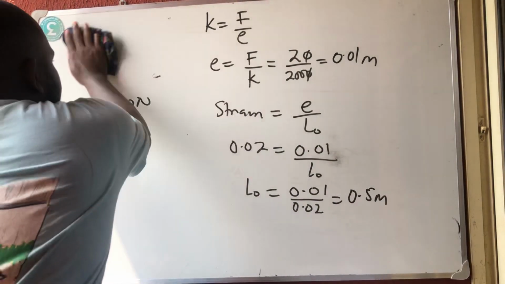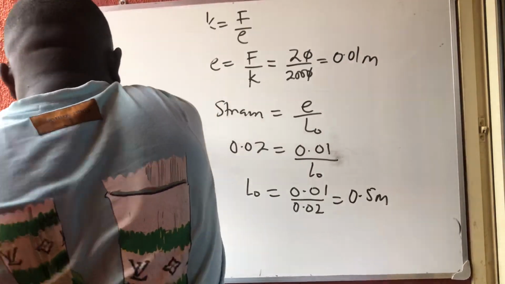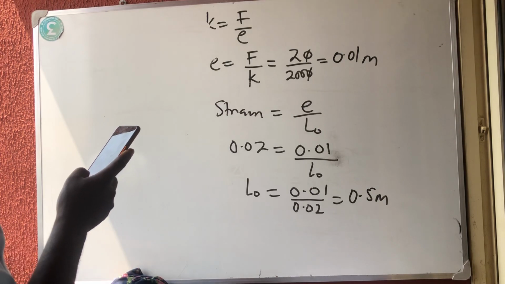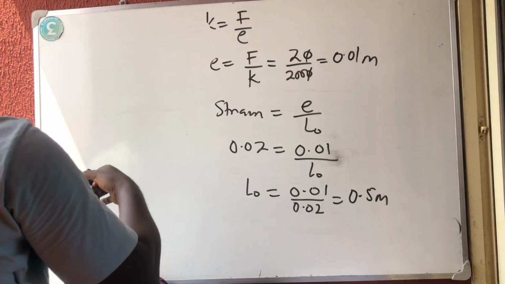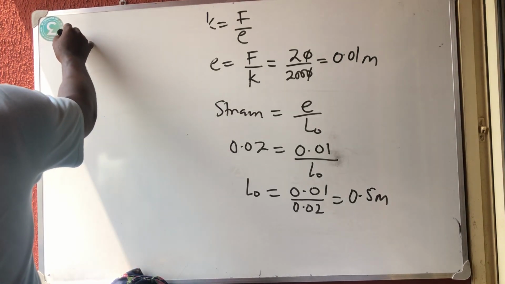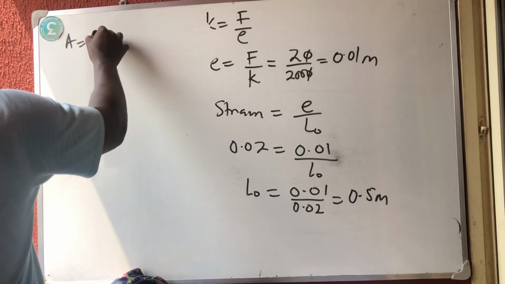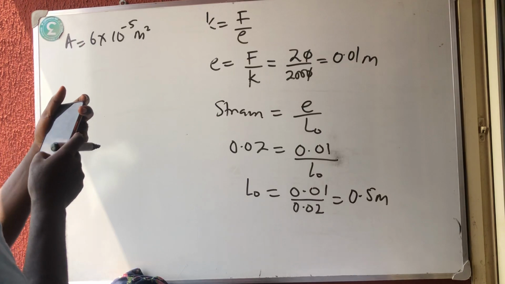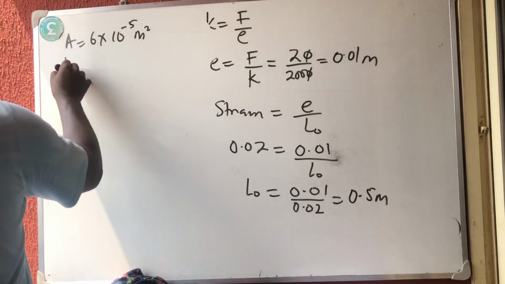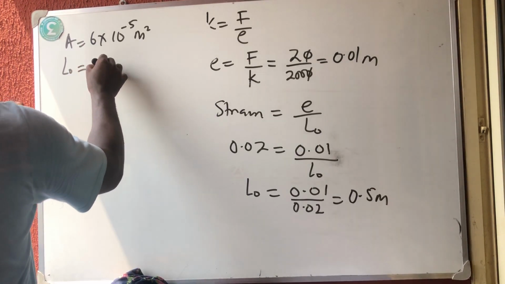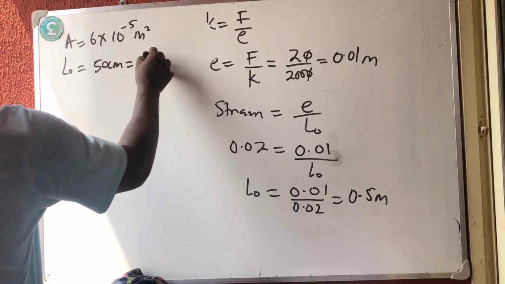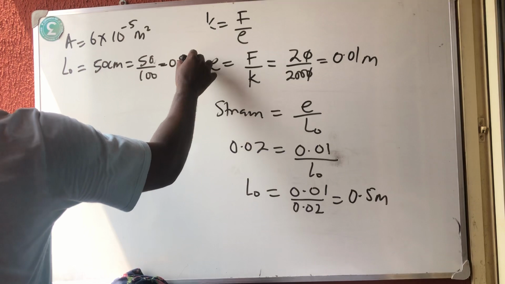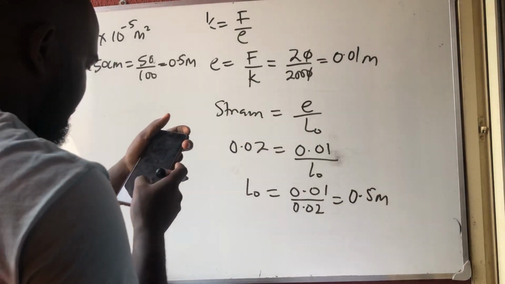So the next question said a wire of cross-sectional area of 6 times 10 raised to power minus 5 meters square. This is the area. The length, this is the original length, is 50 cm, which is 50 divided by 100, which is 0.5 meters.